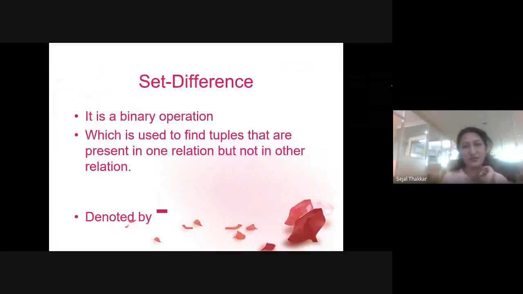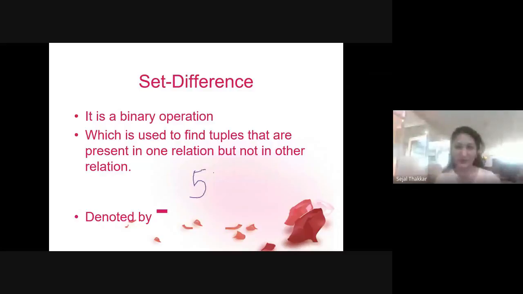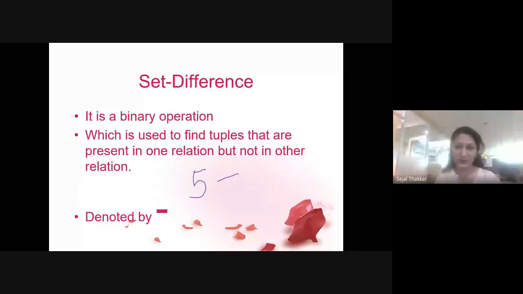Third one is set difference. Again, it's a binary operator. You need two tables. I have given you an example that if the data is available in one table and not available in another table, that is the only thing that comes as output. For example, I'm taking subtraction of 5 minus 3. So it is 2, right? So the value which is remaining from the first value will come as output.